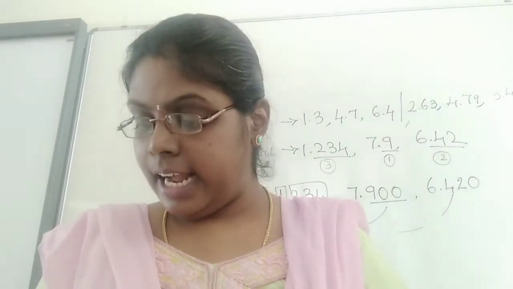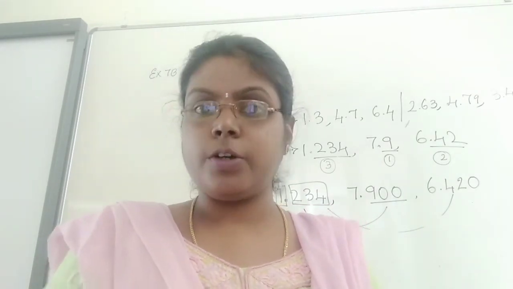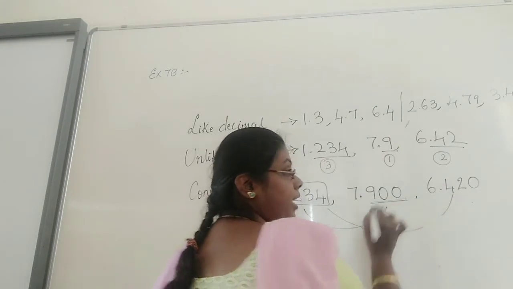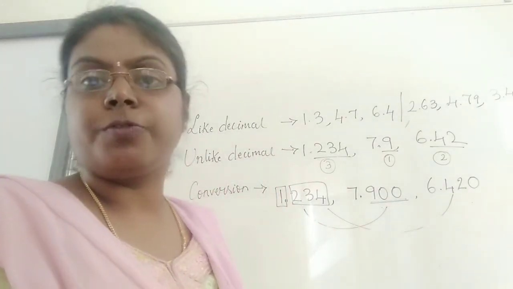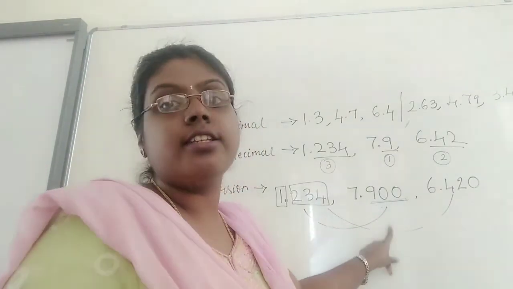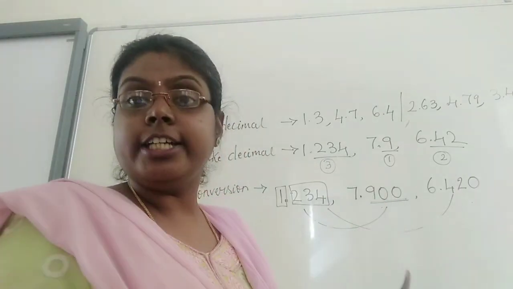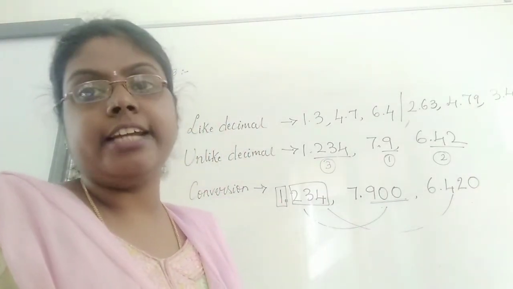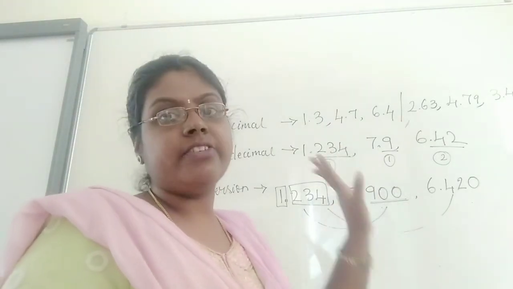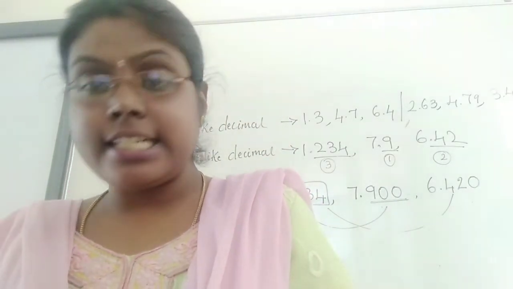And after placing zeros at the right end of the fractional part, there is no change in the value of the numbers. 7.900 doesn't change the value of the number. It will be the same even if you add the zeros, only to the right side of the numbers in the fractional part. So let us read the last point.